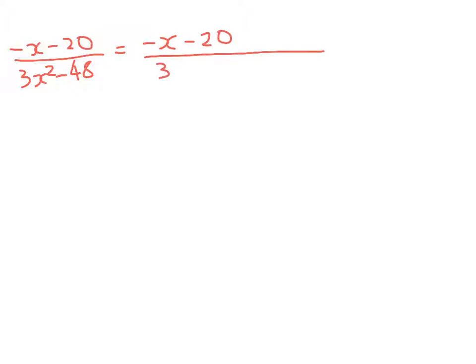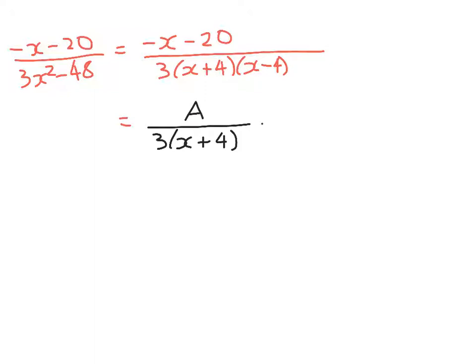Here's what we should have. Well, we've got negative x minus 20 over 3x squared minus 48. So hopefully you spotted the difference of two squares in the denominator. So we have this. Now it doesn't matter where we pop that constant term. I'm going to write it like this. Put our A here and our B here.